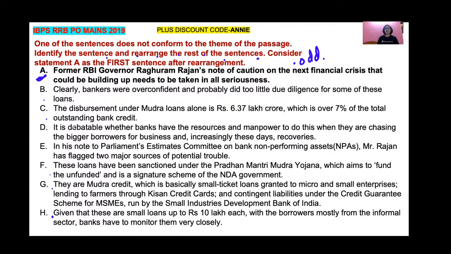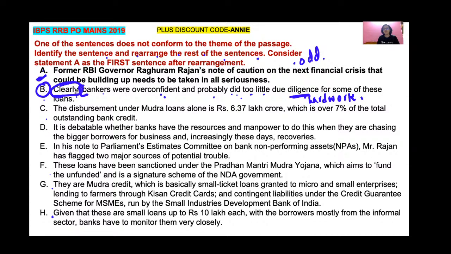Okay, see, if you read all the sentences for this type of questions, what you should do, you should read all the sentences at first, and then you can identify the odd sentence. Here, sentence B is the odd one. Sentence B says clearly bankers were overconfident and probably did too little due diligence for some of these loans. Diligence means hard work. This means that bankers did not do any hard work and the bankers were overconfident for some of these loans.